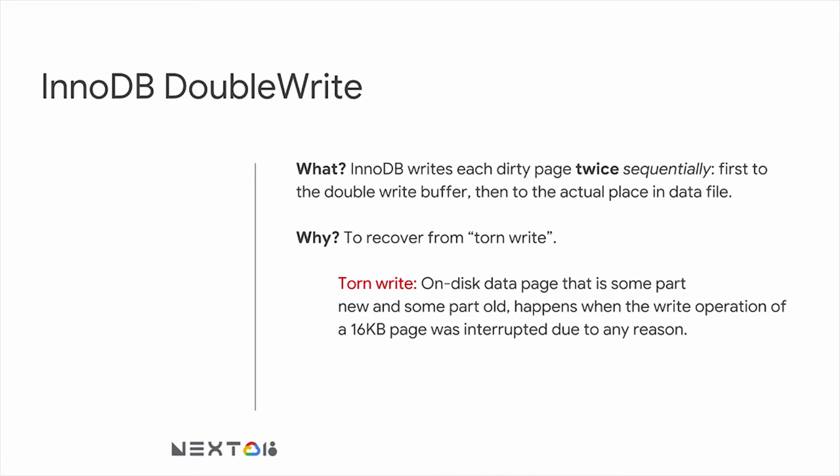It has to deal with a concept called torn writes. A torn write is an on-disk data page that is partly new and partly old. It happens when the write operation of a 16 KB data page is interrupted in the middle for any reason. Then the only way to recover from a torn write is to take the backup data page from the doublewrite buffer and use that. You cannot use the redo log to recover a torn page, because to replay the redo log, you have to have the original old page in its correct form. But with a torn page, you have a page that is partly new and partly old, which you simply cannot recover unless you have a backup copy of that page. That is why InnoDB has to do doublewrite.